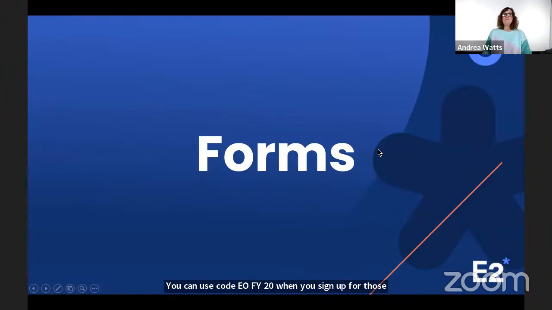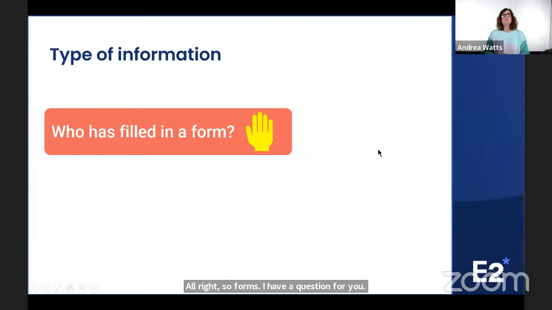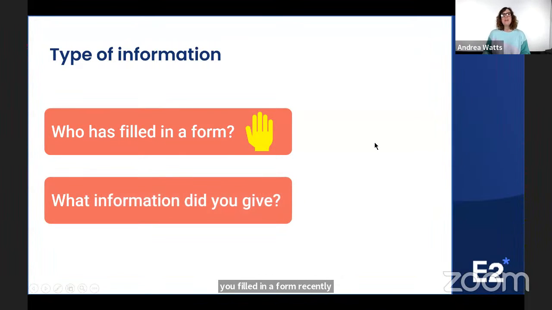All right, so forms. I have a question for you. Who has filled in a form? Let me know by raising your hand if you have filled in a form recently, maybe in the last couple of months. And what information did you have to give on the form? So maybe type 1 or 2 words into the chat box. What did it ask you to provide?